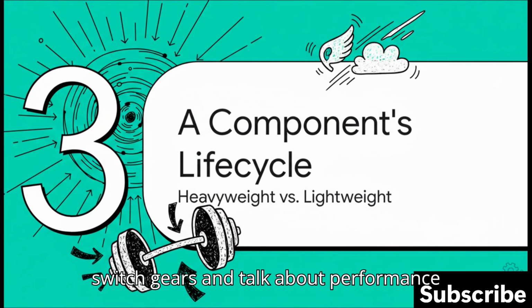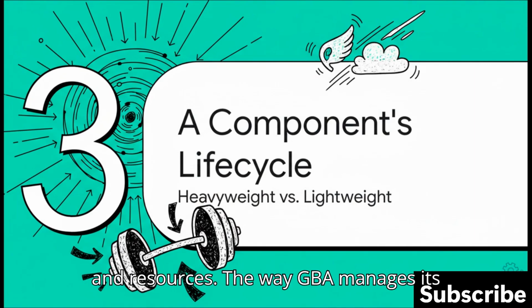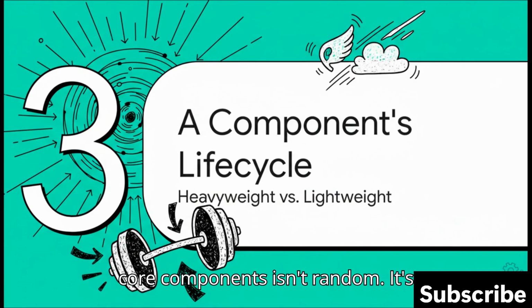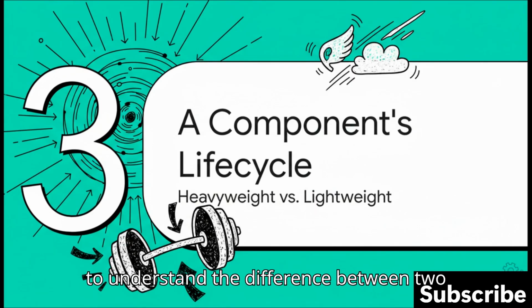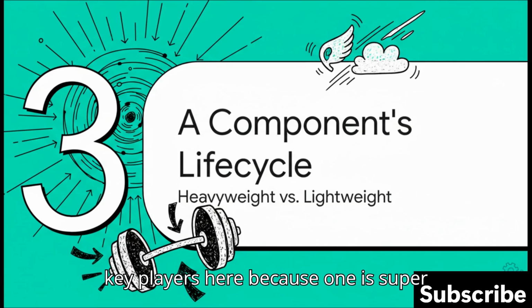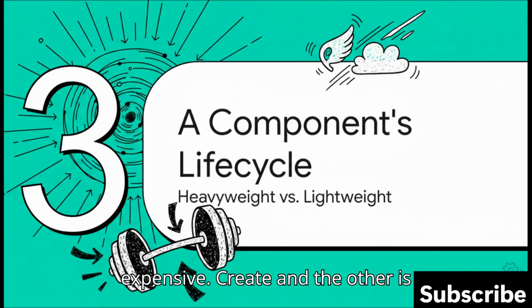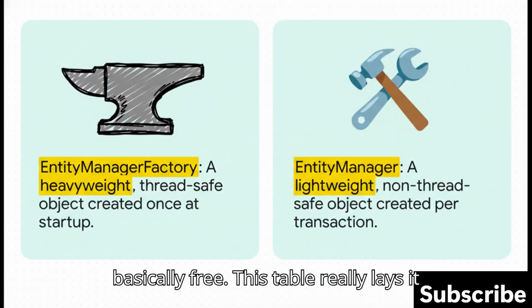All right, let's switch gears and talk about performance and resources. The way JPA manages its core components isn't random. It's designed for efficiency. And it's vital to understand the difference between two key players here, because one is super expensive to create and the other is basically free. This table really lays it all out.